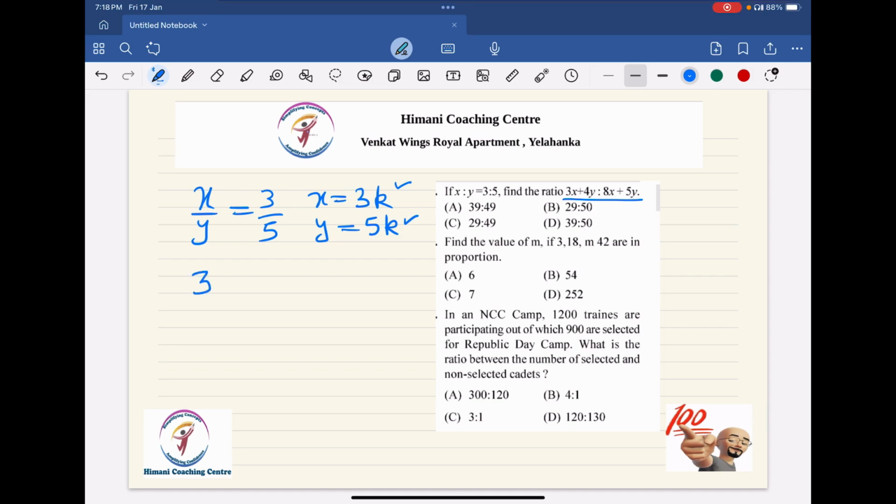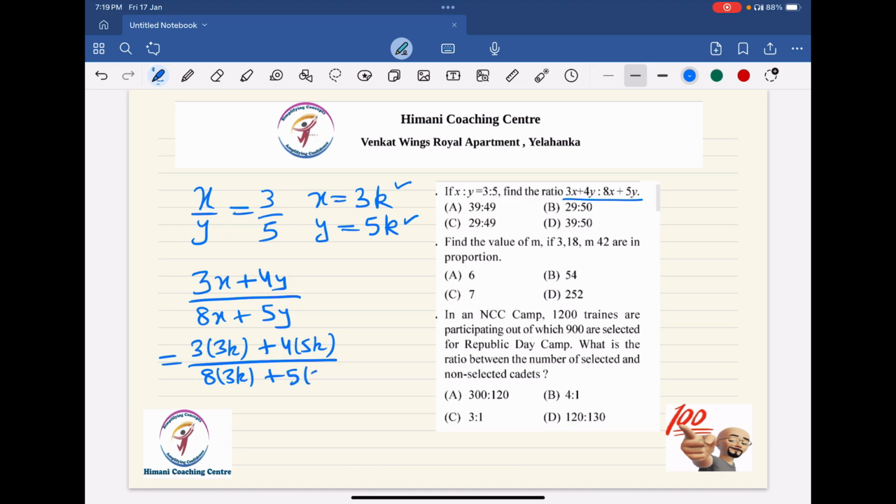So let's first write down the question: 3x plus 4y is to 8x plus 5y. So kids, let's do this. Now I will just write 3 into 3k plus 4 times 5k in the numerator. Denominator is 8 times 3k plus 5 times 5k. Okay. Now 3 times 3k is how much? 9k. And 4 times 5k is 20k. And below we will get 24k for 8 times 3, and plus 25k.